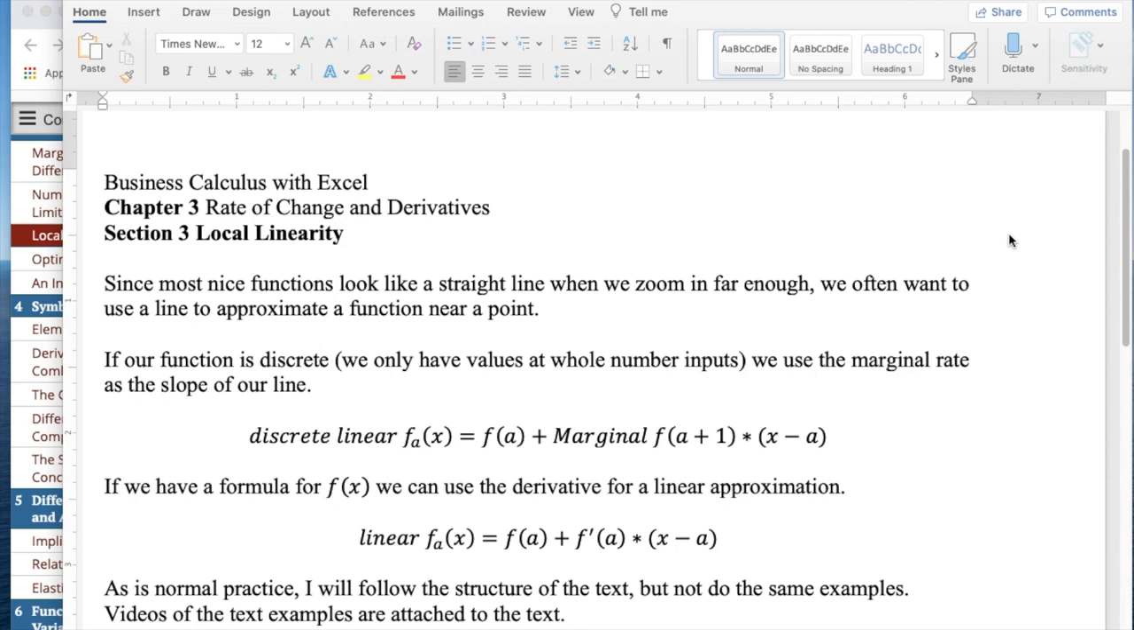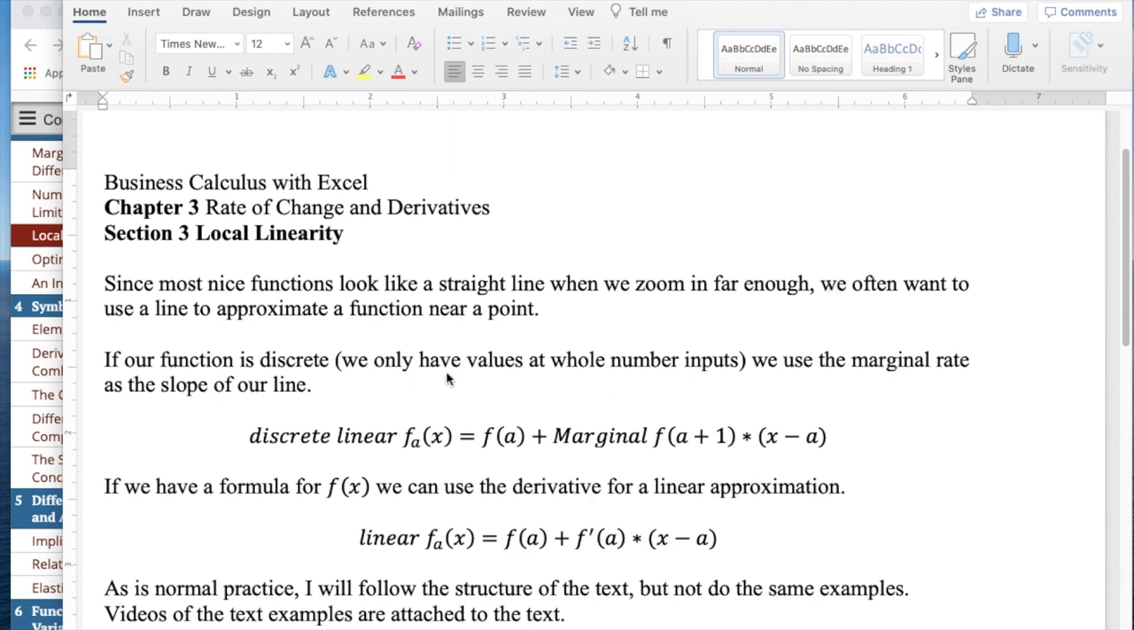Good morning. Today we're looking at local linearity, section 3 out of chapter 3, rate of change in derivatives, out of business calculus with Excel. Since most nice functions look like a straight line when we zoom in far enough, that was the idea of derivatives, we often want to use a line to approximate a function near a point.